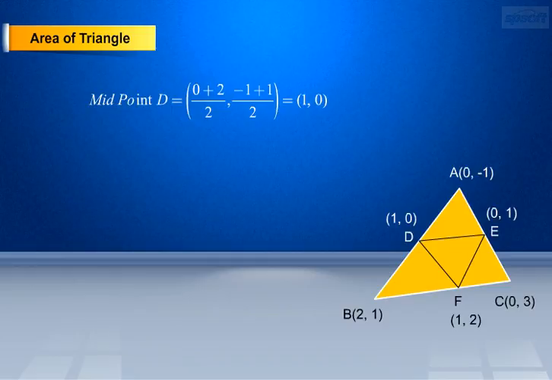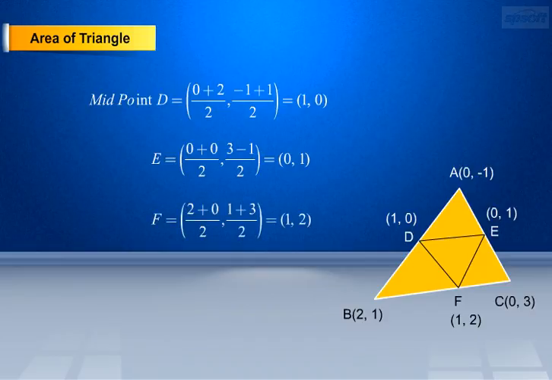E is the midpoint of A and C, therefore substituting the values in midpoint formula, we have midpoint E equals (0 plus 0) divided by 2, (3 minus 1) divided by 2 equals (0, 1). F is the midpoint of B and C, therefore substituting the values in midpoint formula, we have midpoint F equals (2 plus 0) divided by 2, (1 plus 3) divided by 2 equals (1, 2).